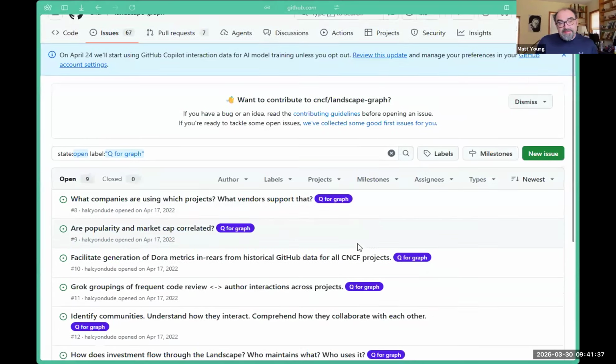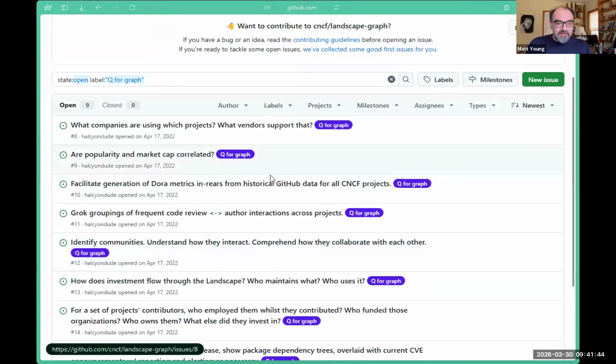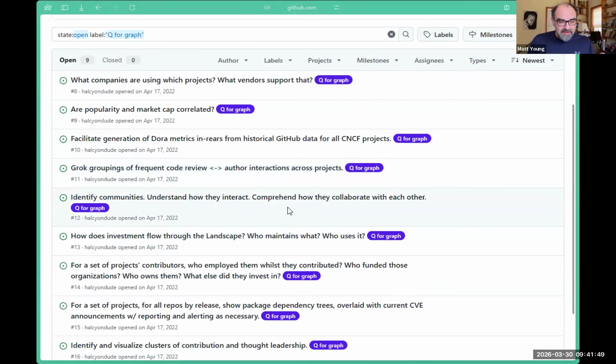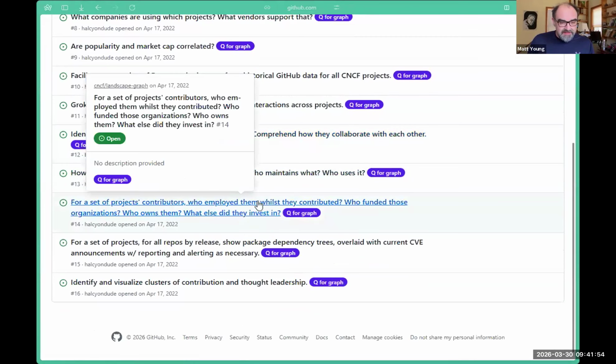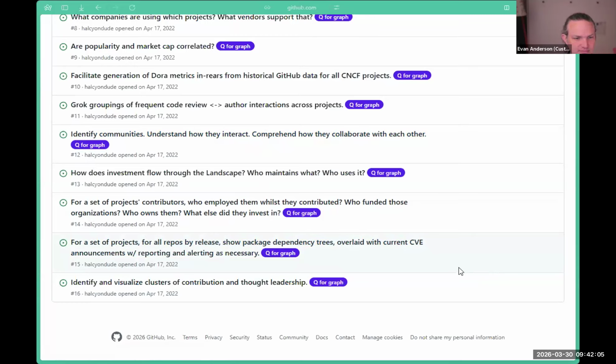In that landscape graph project there are questions to find. The first couple are not germane to this, but if you scroll down a little bit, like 11, 12, and then 14, and 15 is really the one. Back in 2022, that was one of the original. I think the through line for all of this work has always been that we need to be able to answer that question.